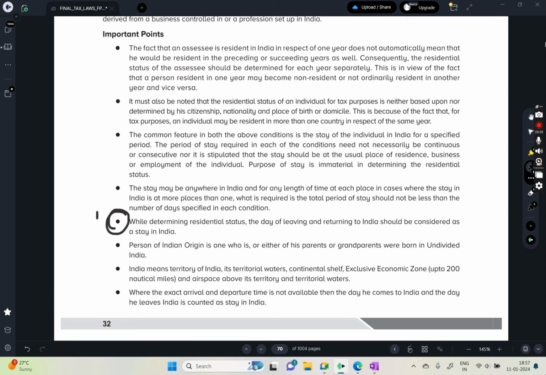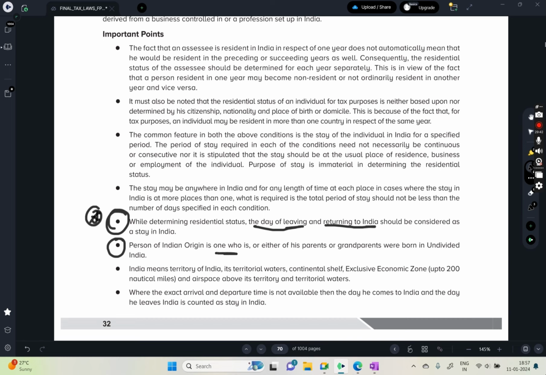Okay, see this point, what I am trying to say. While determining the residential status, the day of leaving, that means departure, and returning, arrival to India, should be considered as a stay in India. And we already discussed this part also.